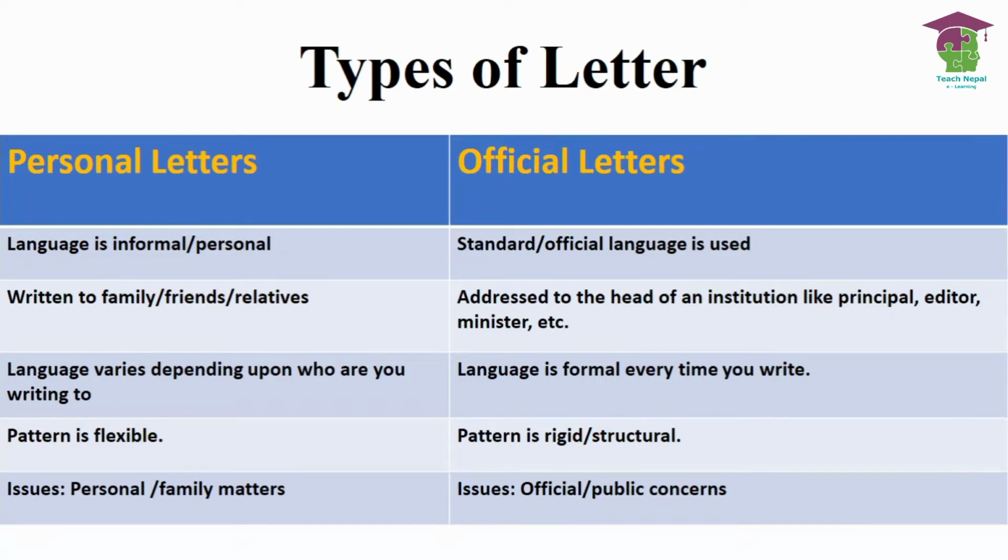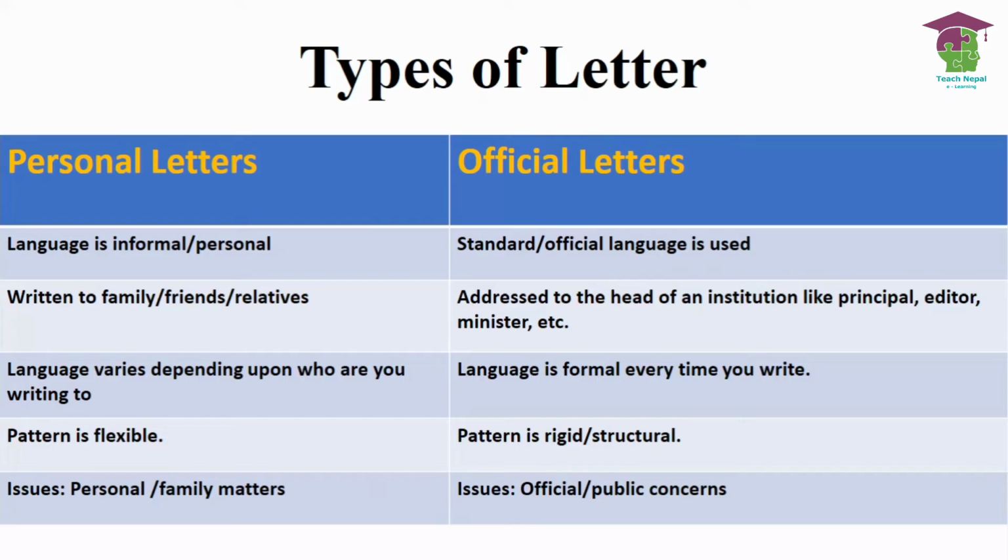So we have to address our family members, relatives, or friends in personal letter, but the head of the institution like principal, editor, ministers, or mayor of your municipality, these people are addressed in official letters. And regarding language use, it varies depending upon who you are writing to, right? For example, if you are writing to your friend, the language will be somewhat informal, but if you are writing to your parents, then the language cannot be such informal. But in official letter, every time the language that you write should be formal, it should be standard, because you are always writing it to the head of the institution and it should be accepted in an office.